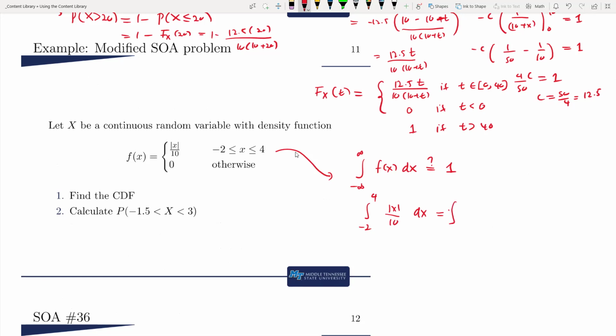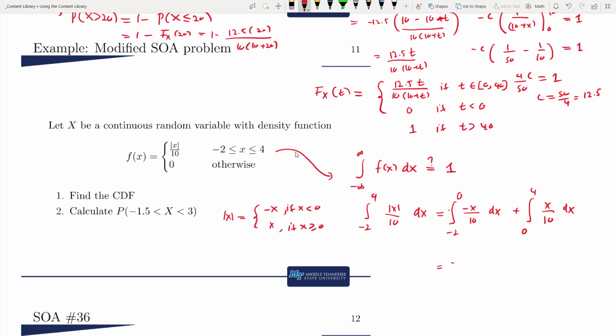So this one I can break into -2 to 0. We know that absolute value of x is defined as negative x if x is less than 0, and x if x is more than or equal to 0. So this one would be negative x divided by 10 dx, then plus from 0 to 4 x divided by 10 dx. Let's see whether this is going to be true. If not, then we have to make a correction to the problem.